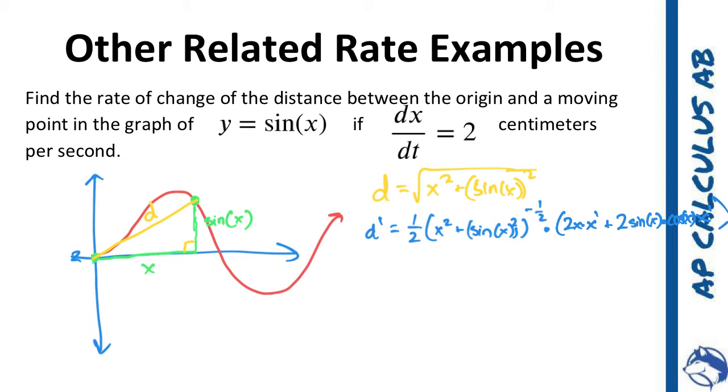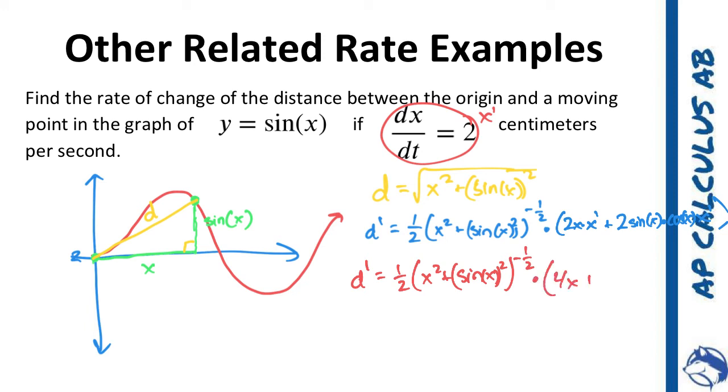So now I'm going to plug in 2 for dx/dt, which is my x prime. So d prime is equal to 1/2. I've still got x squared plus the sine of x, that quantity squared, to the negative 1/2. And then I've got this multiplied by 2x times 2, which is 4x, plus 2 sine of x cosine of x times 2, which is just 4 sine of x cosine of x, because we're multiplying by that x prime. So now I've got that there. So let me just rewrite it here.